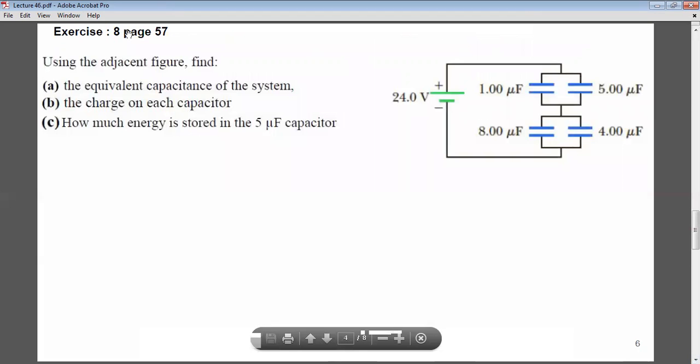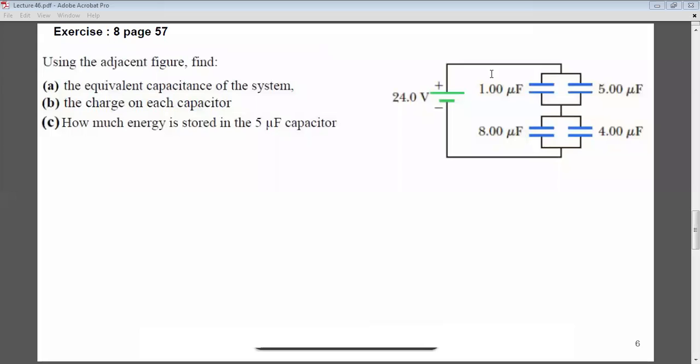This is page 57 number 8. So using the adjacent figure, find the equivalent capacitance of the whole thing. Okay, so let's give these things names. So this, let's call it C1, C2, C3, and C4.